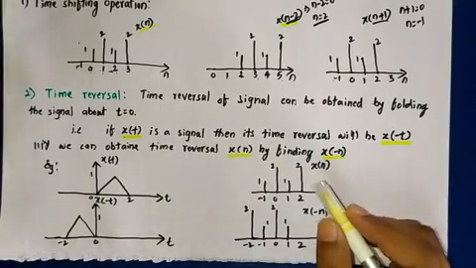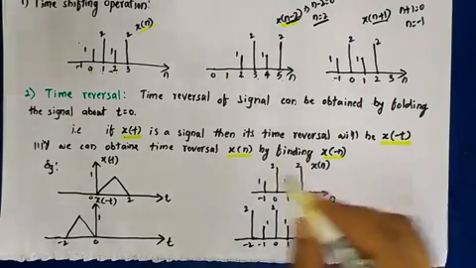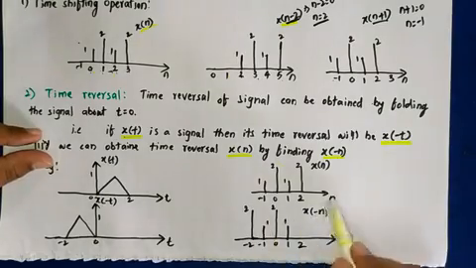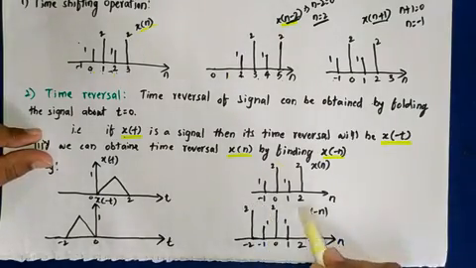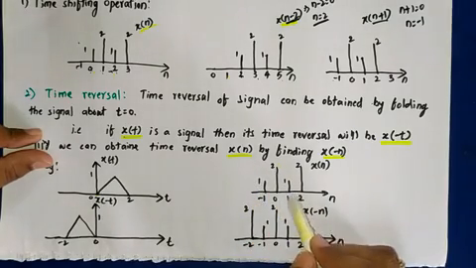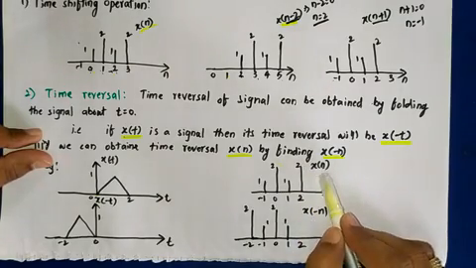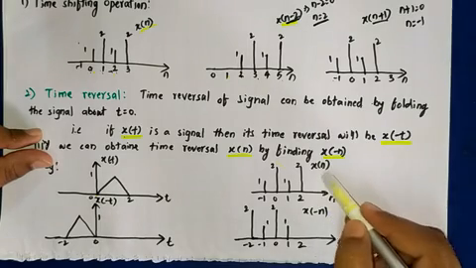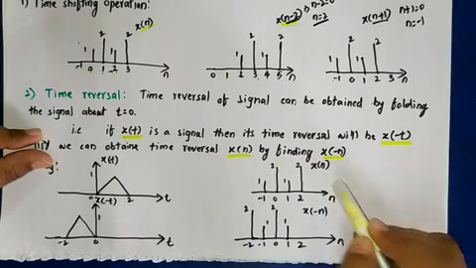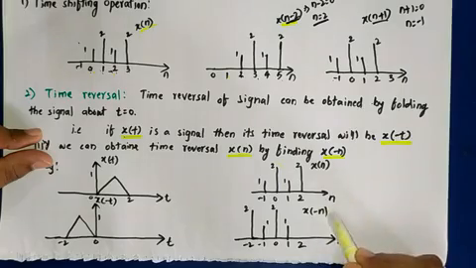Similarly, we can solve one more example of a DT signal for time reversal. You can see in this example, x of n is given from minus 1 to 2. At minus 1 I have amplitude 1, at 0 I have 2, at 1 I have 1, and at 2 I have 2. This is the original x of n signal given. Now if I want to perform the time reversal operation on this, it means I am finding x of minus n.